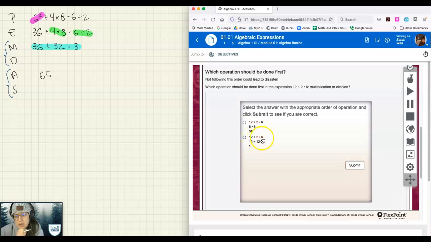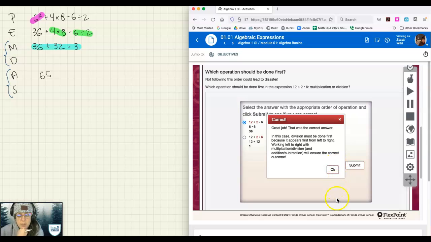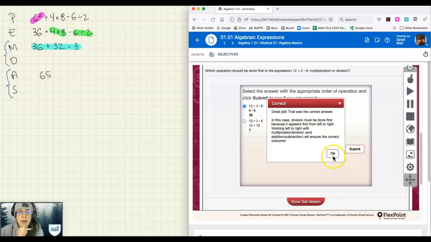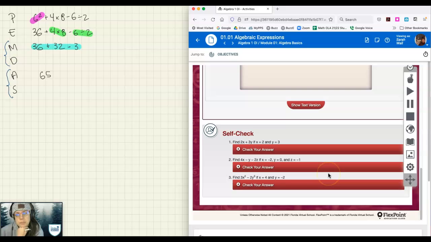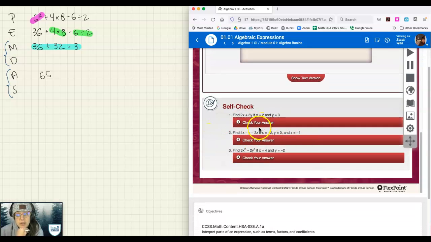12 divided by 2, oh, see, so they multiplied first. And so they're going to get the wrong answer. Because remember, when you're doing multiplication and division, you're going from left to right. So that's going to be our right answer. Boom! I got it right. You know why? Because I read the directions. That's why. So now you're going to go down to your self-check, right?